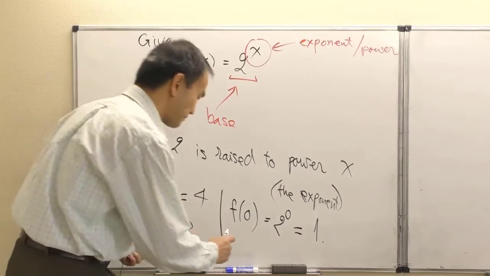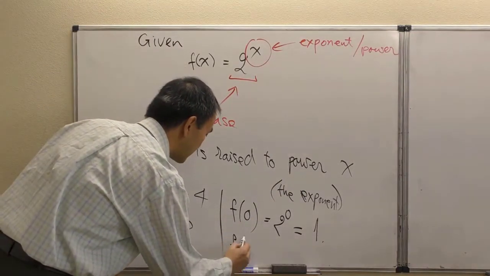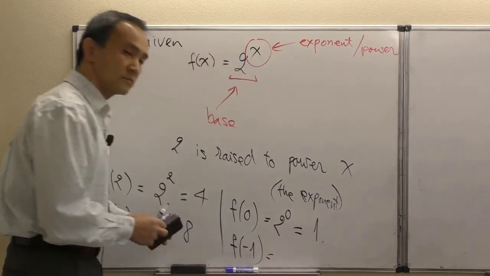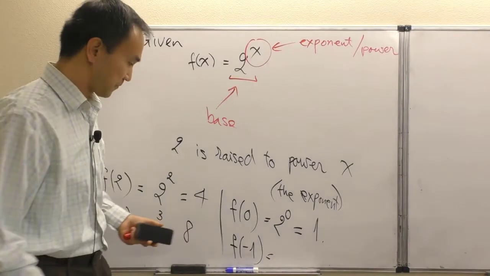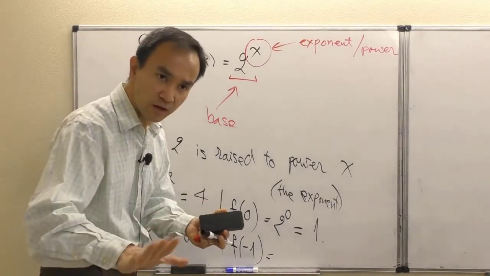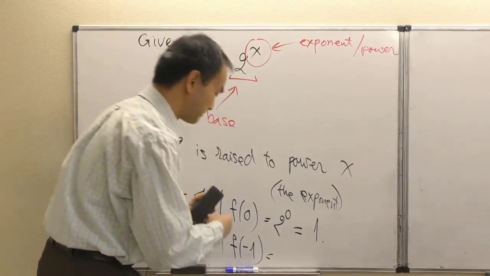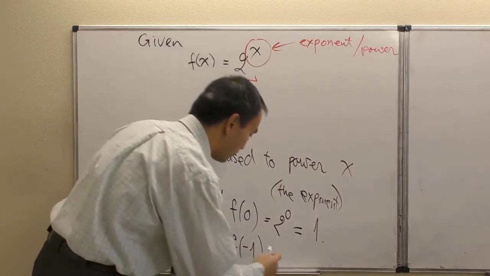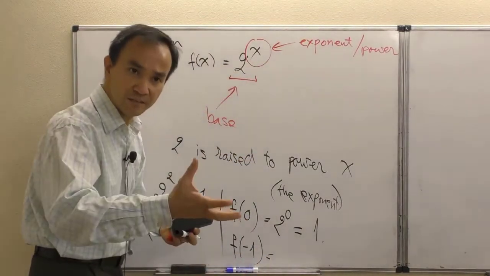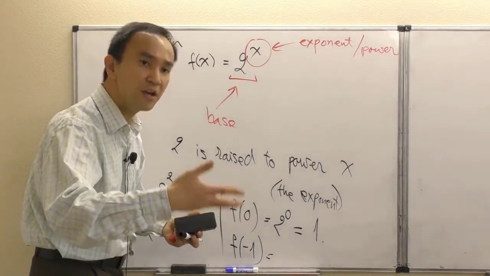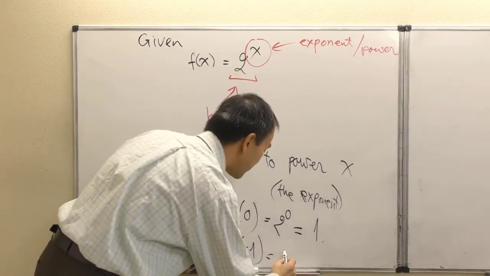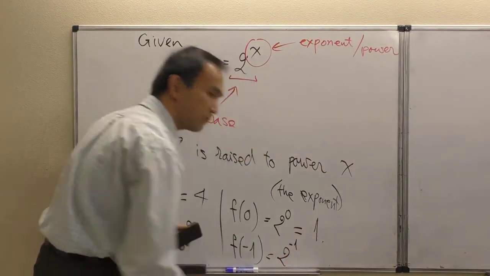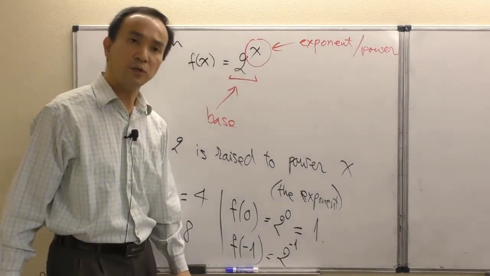Now what about f of negative 1? In the way the rule is indicating, the input now is specified to be negative 1. In the way we have learned about raising to a power, we are comfortable with raising to a negative power. With our rule, it means 2 to the negative 1.